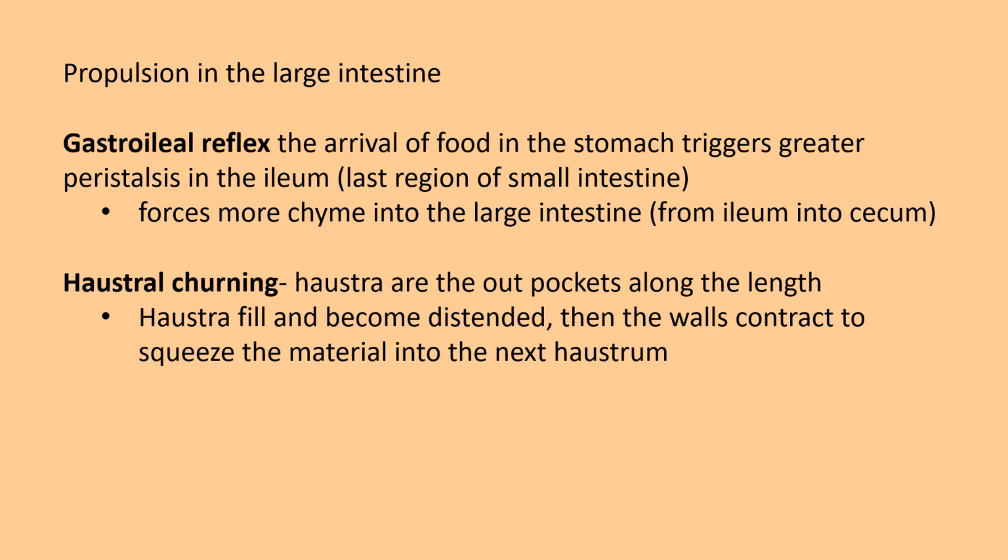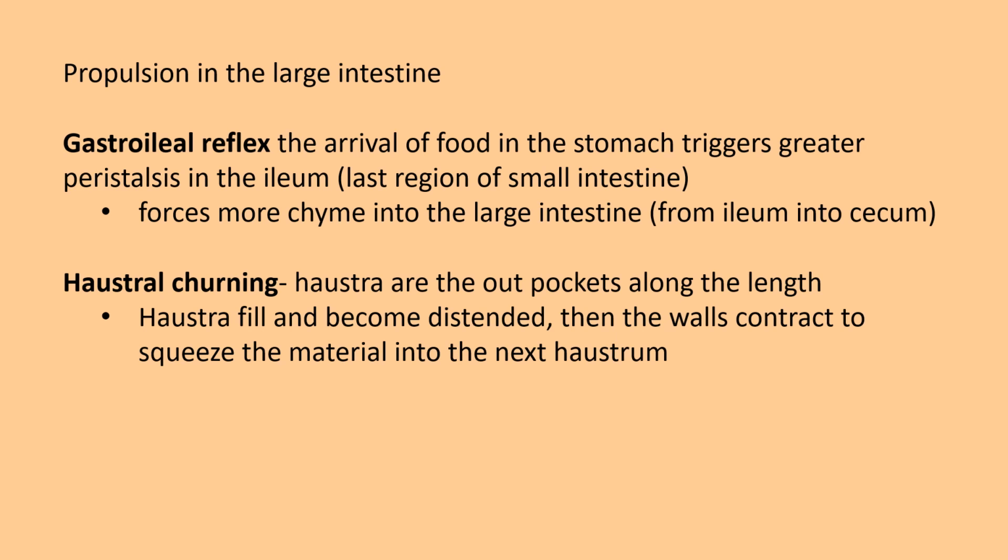So we've arrived at the large intestine. The last region of the small intestine is called the ileum, and the first region of the large intestine is called the cecum. So chyme leaves the ileum and moves into the cecum. And once we're in the large intestine, we see several types of propulsion. Two of them are shown here.